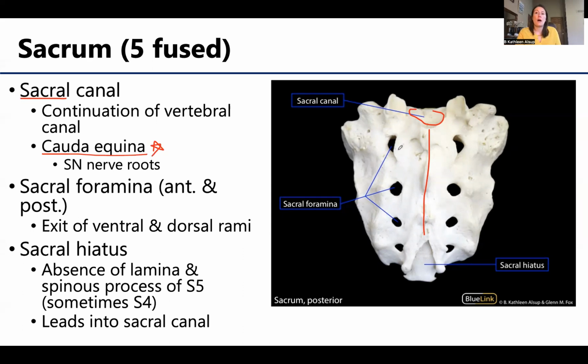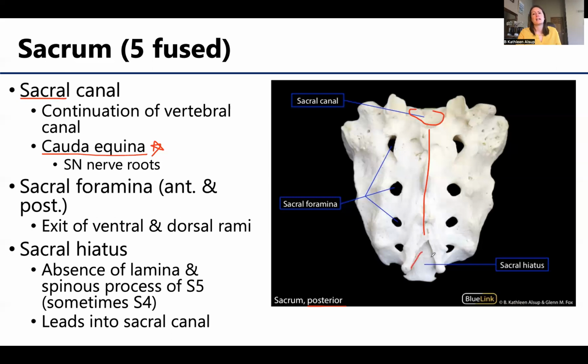Very prominent on the sacrum, you will have sacral foramina. You'll have both anterior, which you can't see in this view because we're looking at a posterior view, and posterior, which is what you're seeing here. And this will allow the exit of those ventral and dorsal primary rami of spinal nerves, specifically sacral spinal nerves, as you might guess.